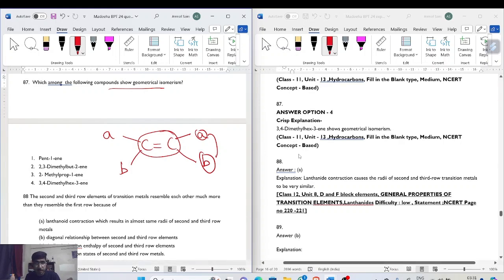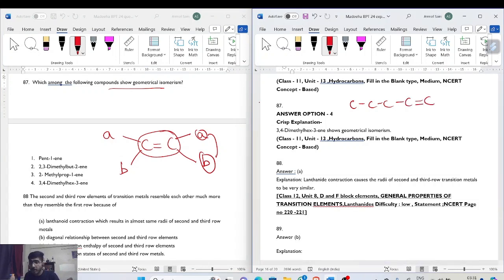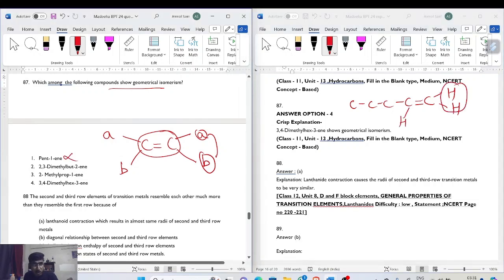The first compound is pent-1-ene. So we have to draw the structure for pent-1-ene, which has 1, 2, 3, 4, 5 carbons, and the double bond is present at position one. One group present at the right side is H, and the other group is also H. So these two groups are the same, which means it will not show geometrical isomerism.